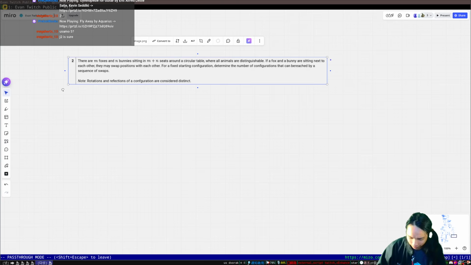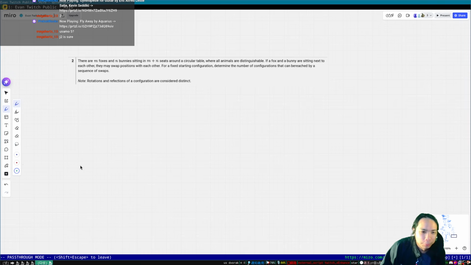Okay, alright. So, there are foxes and there are bunnies because we're in Zootopia. So you can switch... All the animals are distinguishable. Oh, okay, that's interesting.